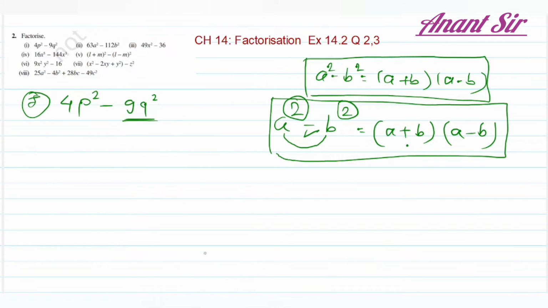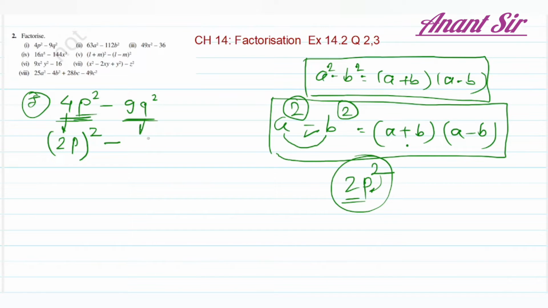We have to see whose square this is. 4p square: the square of 4 is the square of 2, and p square is the square of p only. So it is (2p) whole square that we have to write. Another common mistake is that students write 2p square, and this is wrong, because the square is of 2 only, not of p, or the square is of p only, not of 2. So this is wrong. And for 9q square, we have to write this as (3q) whole square.